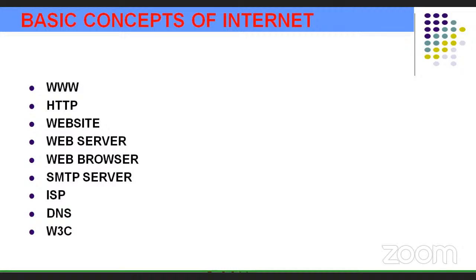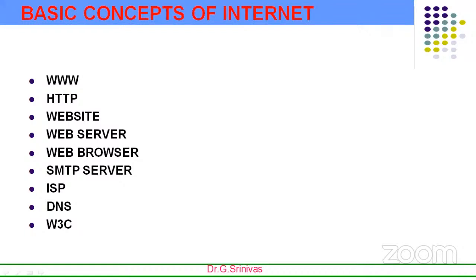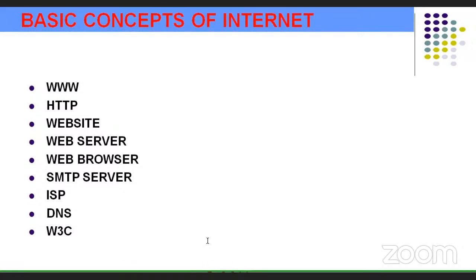Then next one is ISP. So ISP stands for Internet Service Provider. They are the companies who are providing us service in terms of internet connection. To connect to the internet, we can buy a space on a web server from any internet service provider. This space will be used to host our website.